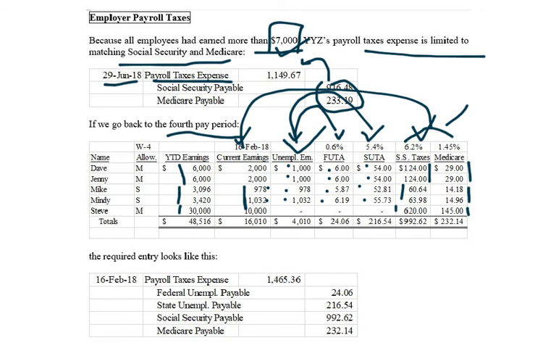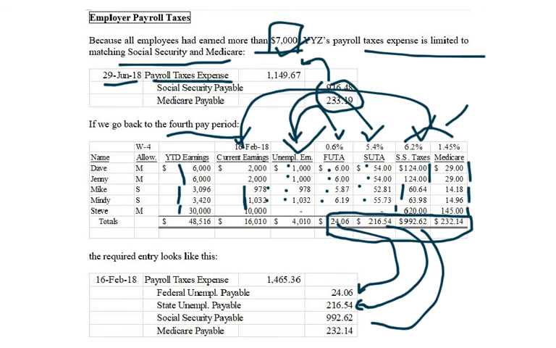All right, so these are the totals we're interested in for this entry. That's the amount we're going to put to federal unemployment payable. That's the amount we're going to put to state unemployment payable. This is the matching Social Security that we're going to book, and the matching Medicare. So I'll add those four numbers together, and that will equal the total amount we're going to debit to payroll tax expense for YYZ for this period. So that's where we get $1,465.36. So to reiterate, unemployment is only the responsibility of the employer.